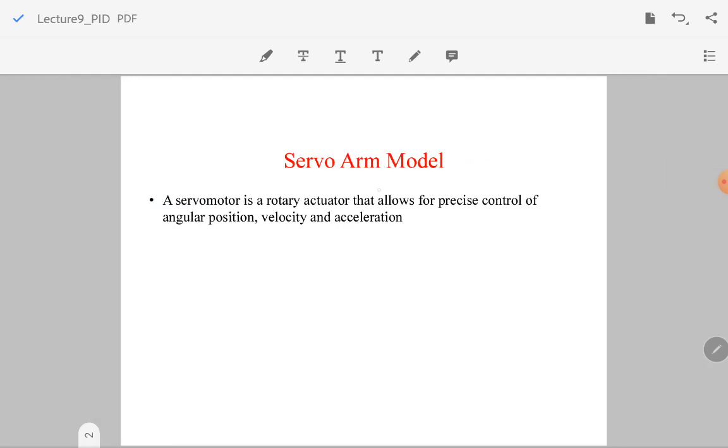So, the servo arm. We have a servo arm in the lab, and what's a servo arm? A servo motor is a rotary actuator that allows for precise control of angular position, velocity, and acceleration. And for this lab, we'll be controlling the angular position of the arm.